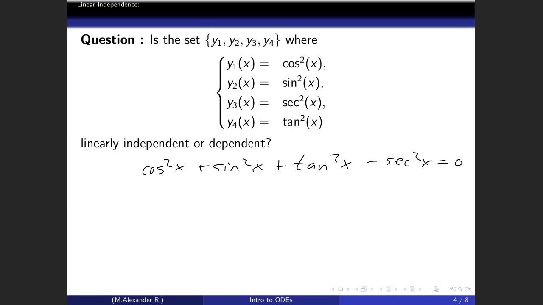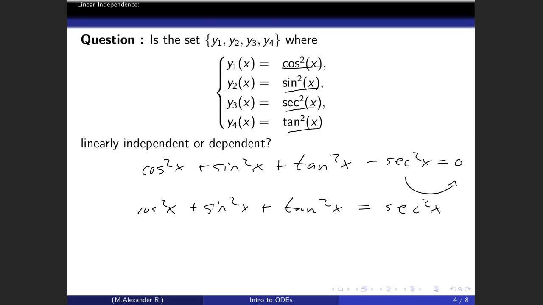So I made those specific choices for the c's. And what I want to do here is just a little bit of algebra. I'm going to move this to the other side of the equal sign. And so I write down cosine square of x plus sine square of x plus tangent square of x is equal to secant square of x. And now I'm going to use the names for them. So this is actually y1 plus y2 plus y4 is equal to y3. So let me just write it out the other way. So y3 happens to be the combination of y1, y2, and y4.